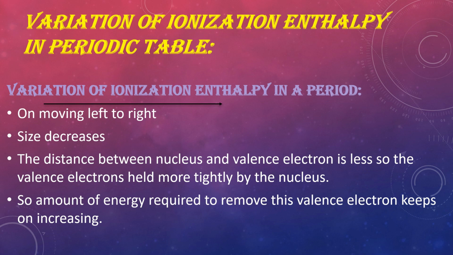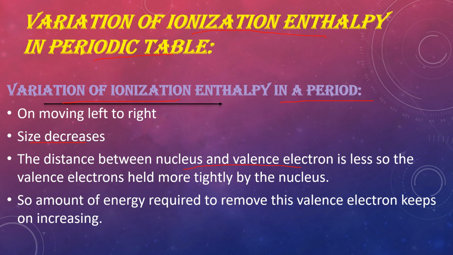Now the next is variation of ionization enthalpy in the periodic table. That means how it varies when we move left to right in a period or when we move down the group. First I am taking variation of ionization enthalpy in a period. On moving left to right in a period, size decreases, we know that, and the distance between the nucleus and the valence shell is less.